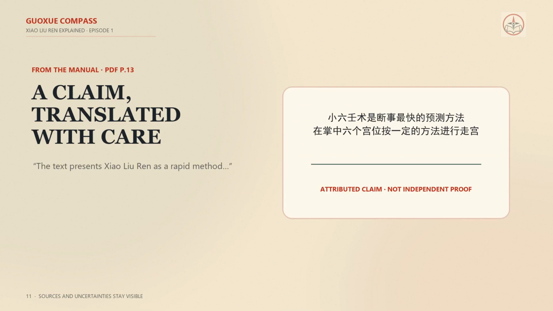The manual makes a vivid claim. Xiao Liu Ren Shu 是断式最快的预测方法，在掌中6个宫位按一定的方法进行走宫. A careful translation would be, the text presents Xiao Liu Ren as a rapid method of divination, in which one moves through 6 positions in the palm according to a fixed procedure.